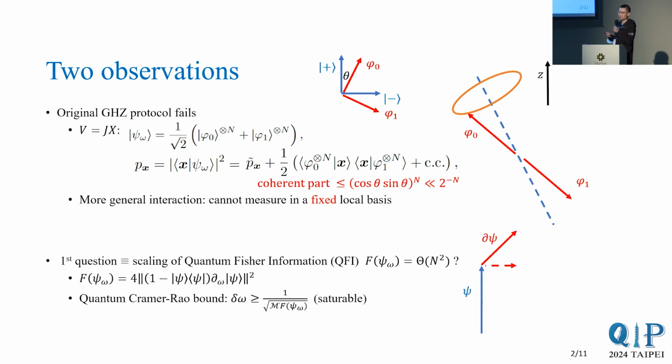The second observation is that our first question of whether a protocol exists is equivalent to asking whether the quantum Fisher information F of psi omega scales as order N squared. And as a reminder, this QFI is defined, intuitively, as how fast psi rotates in the physical Hilbert space. And this equivalence comes from the quantum Cramér-Rao bound, which is saturable.